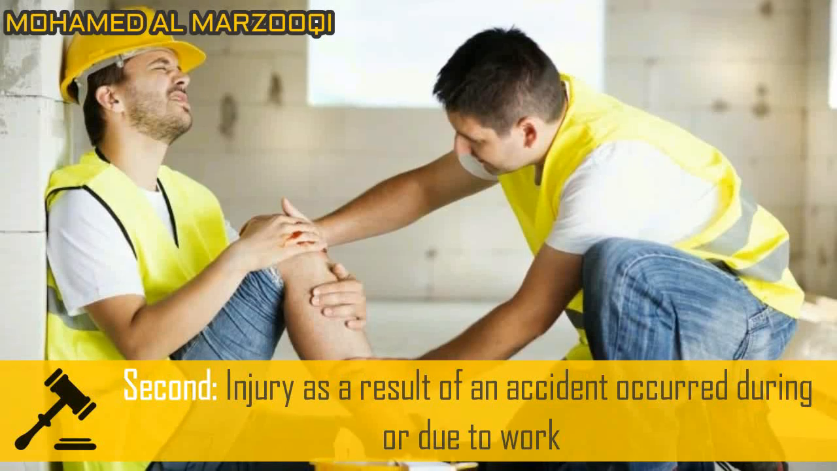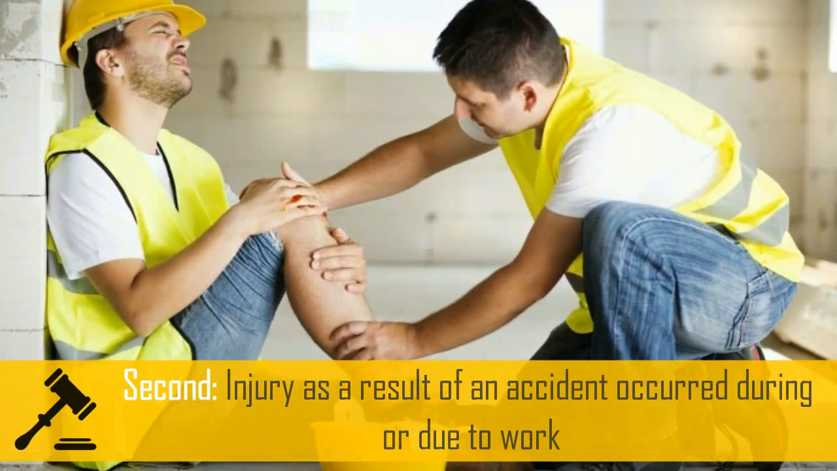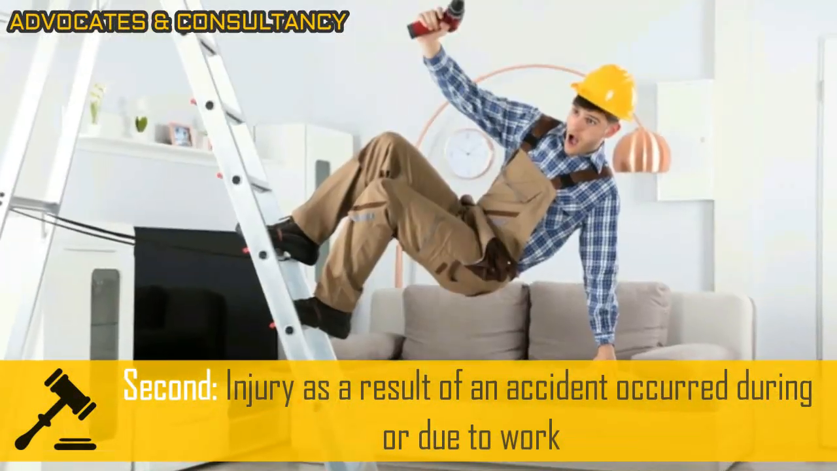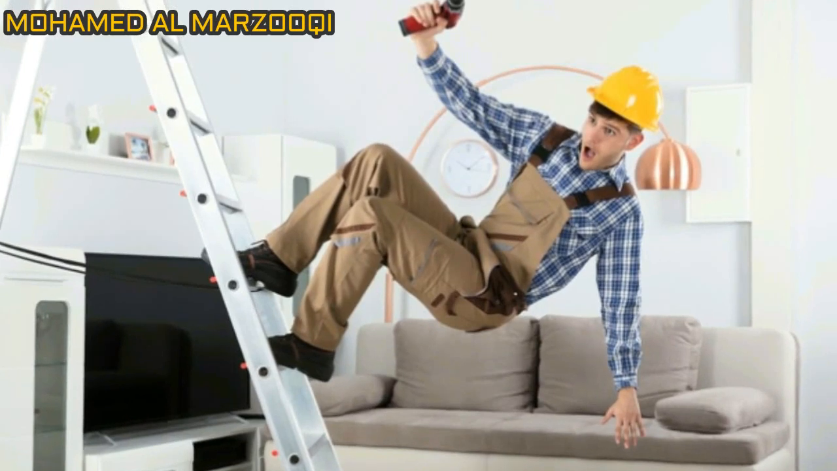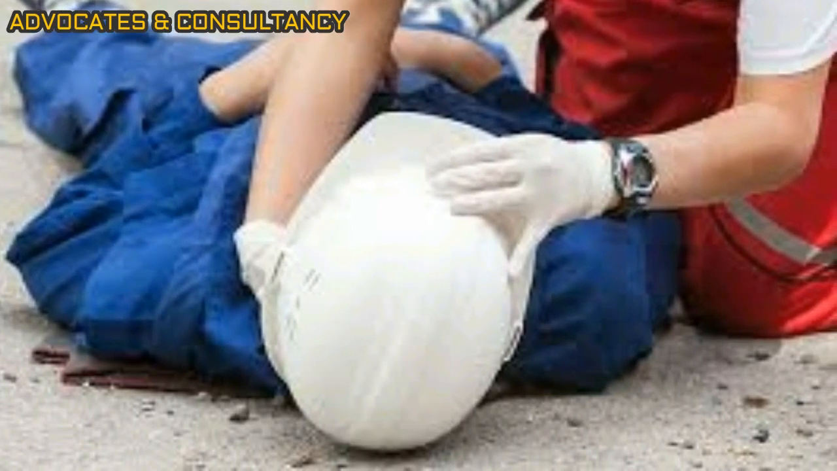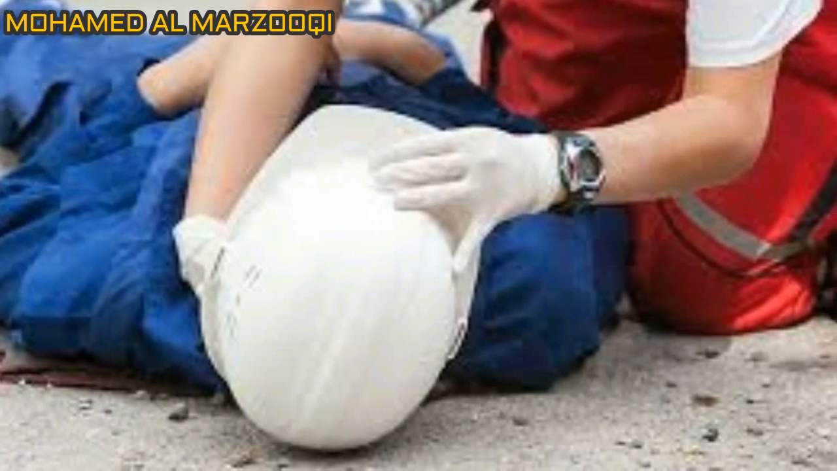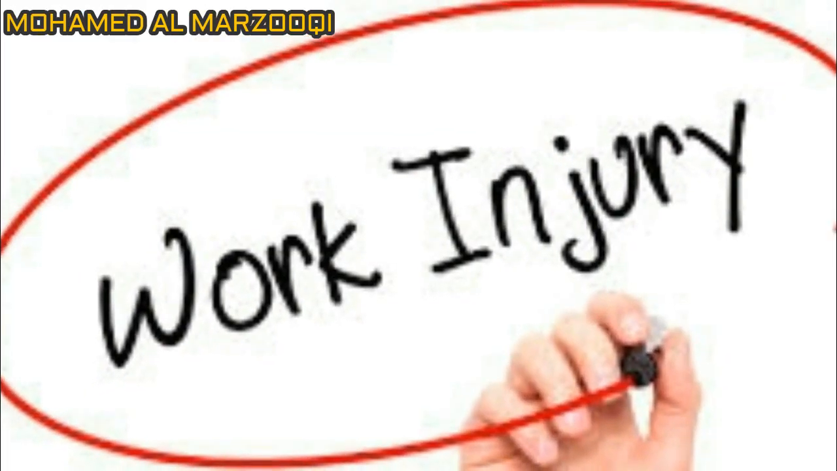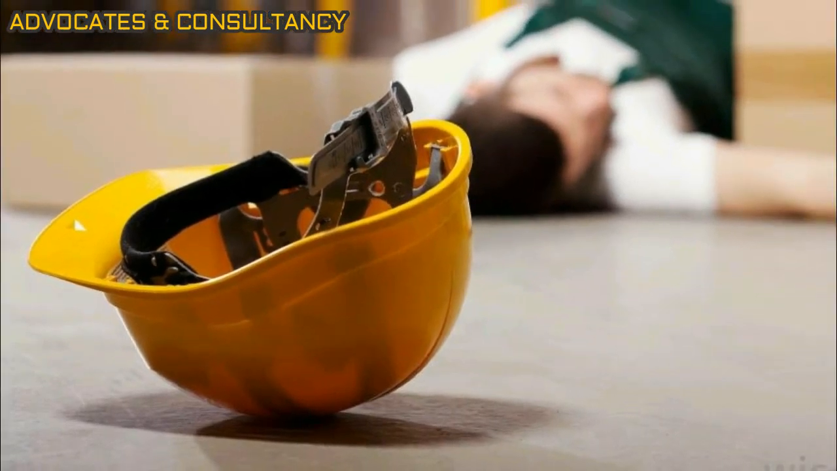Secondly, an injury as a result of an accident that occurred during or due to a work-related activity. It's known that an accident, in order to be called an accident, the event must have occurred not by the will of the worker and also occurred suddenly and harmed the worker. In the absence of these elements, the event is not considered an accident. For an accident to be considered an occupational injury, it requires the injury be done during or due to the performance of work, and there are two cases.